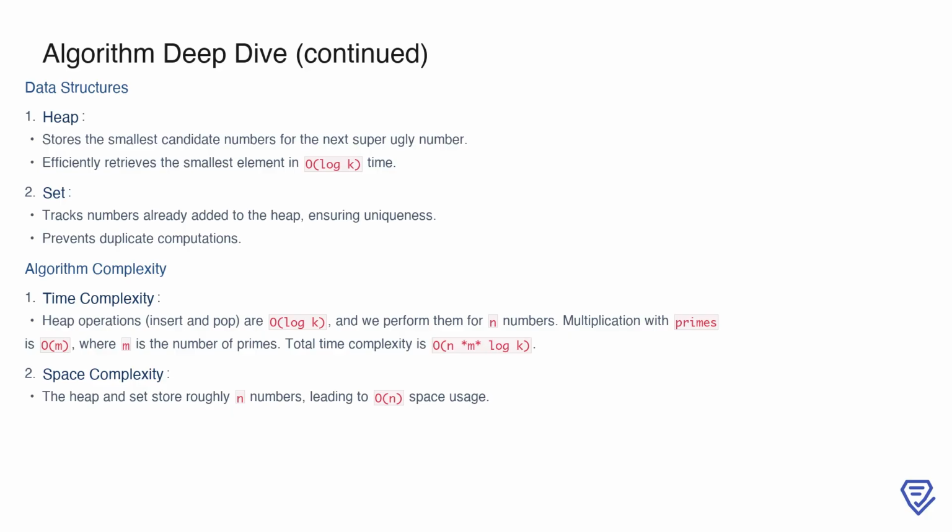When analyzing the algorithm's complexity, the time complexity is determined by the heap operations. Each insert and pop operation takes O(log k), and we perform these operations for n numbers. Furthermore, for each number, we multiply it by m primes, where m is the size of the prime list. This results in a total time complexity of O(n * m * log k). The space complexity is primarily driven by the heap and set, which together store up to n numbers, leading to an O(n) space requirement.